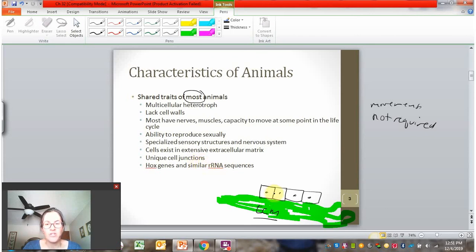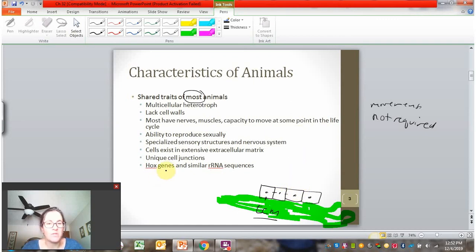In addition to, and kind of going along with the extracellular matrix, animals have unique cell junctions. Cell junctions are connection points between cells and their extracellular matrix. So these are going to operate differently than they do in, say, fungi or plants. And this has to do with a couple of things: animals not having a cell wall, animals having this extensive extracellular matrix, and their multicellularity. So they will be able to use these junctions to, for example, communicate with each other.